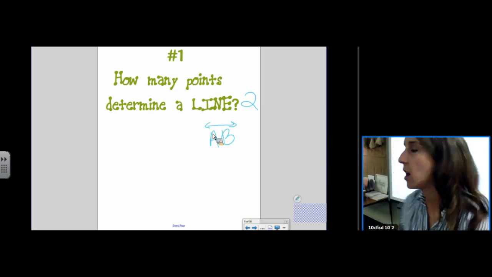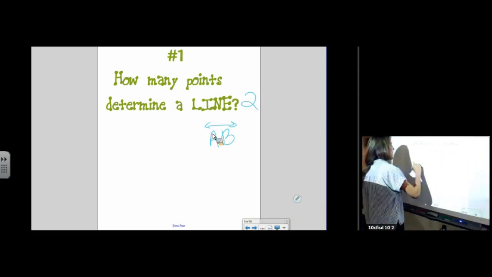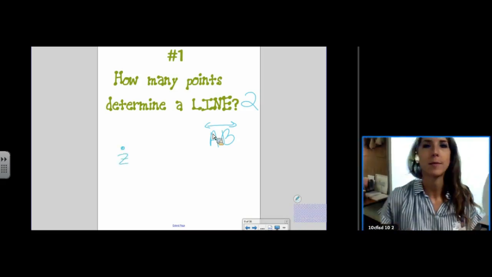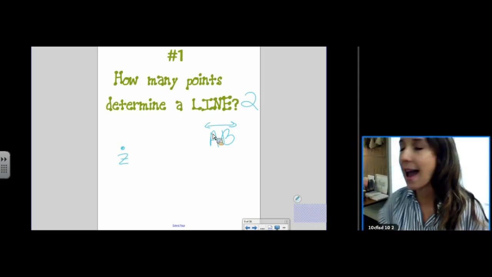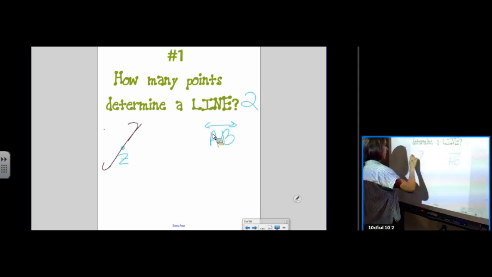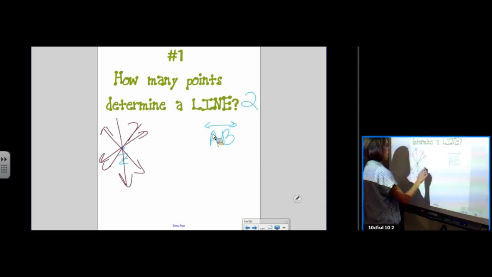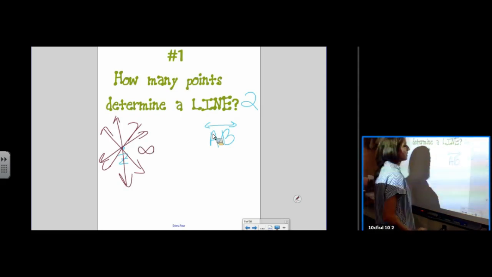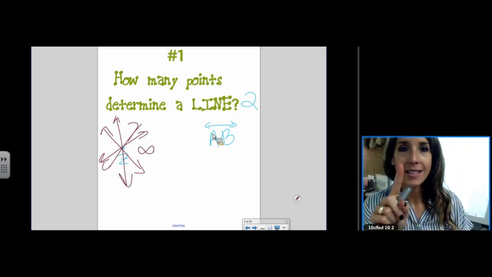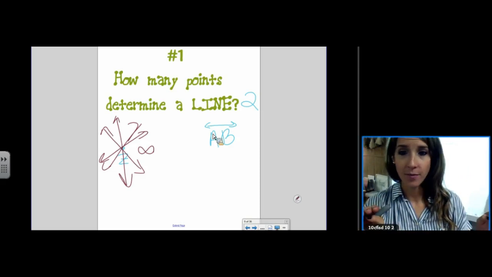Let me show you how I taught it. If I only have 1 point, let's name it Z. I only have 1 point. How many lines pass through that point? Well, this one, and this one, and this one, and this one. An infinite number of lines pass through that point. One point does not determine a line.